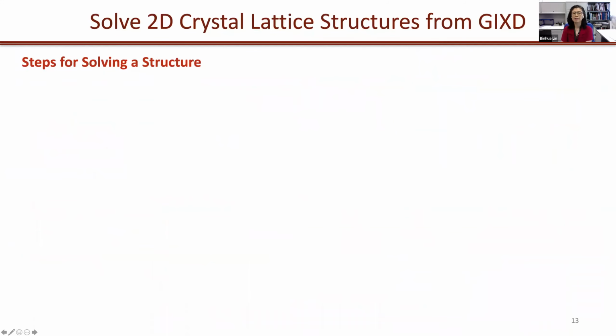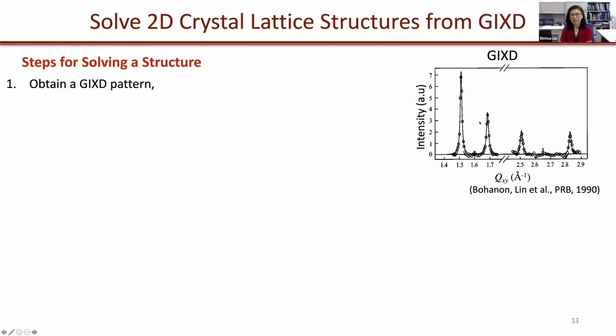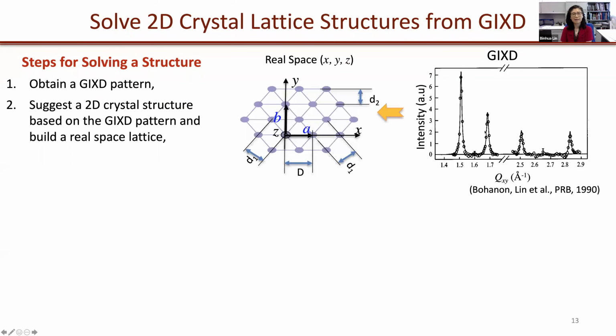So first, let's see what is usually done to solve a structure in real life. You first get a GID pattern, of course, and then you suggest a 2D crystal structure based on this GID pattern and build a real space lattice. When I say suggest, there is a lot of experience involved. When you do it more, you can guess quickly. If you just started, you need some help.